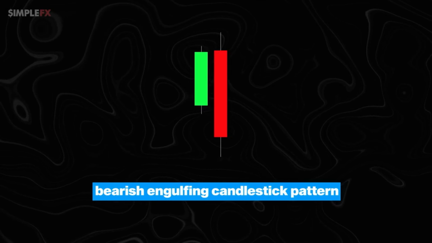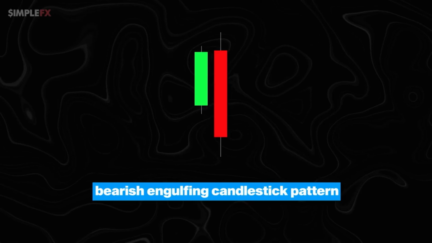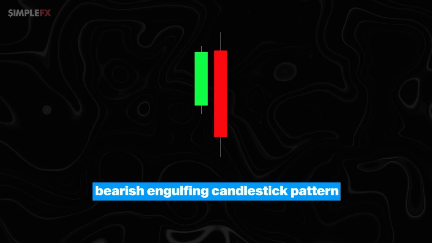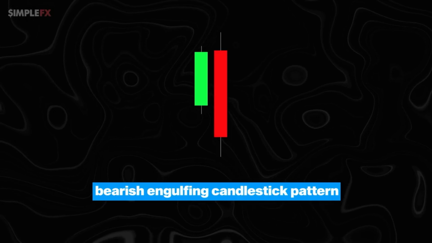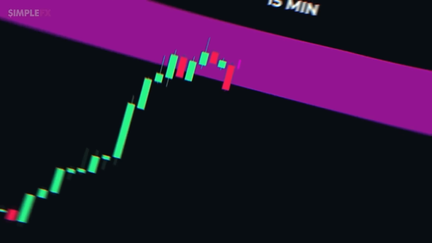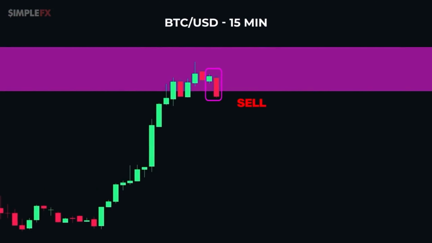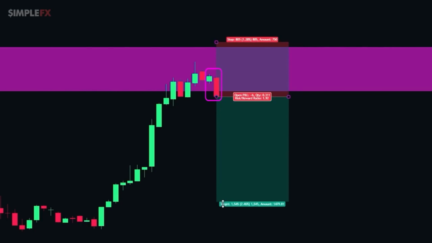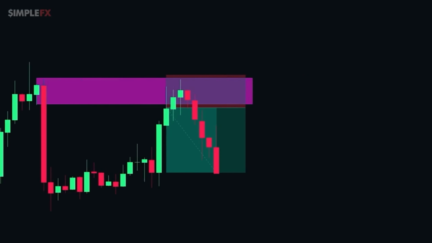A bearish engulfing pattern occurs when a smaller, bullish candle is immediately followed by a large bearish candle that completely engulfs the previous one. This indicates a potential reversal from bullish to bearish. Once you spot it, you can open a sell position after the pattern has formed. Then, place your stop loss slightly above the order block and set your take profit at twice the size of your stop loss. As you can see, this strategy can lead to some solid profits.